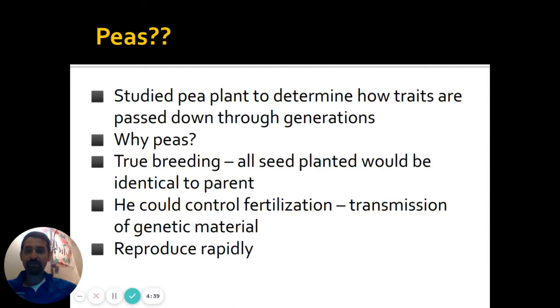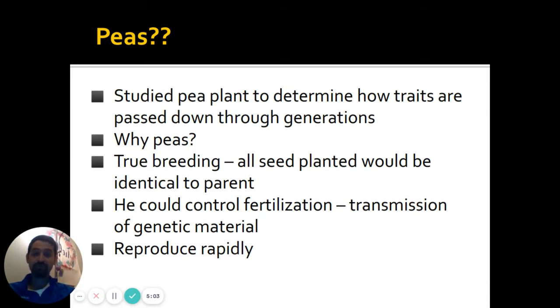And so when we start talking about Gregor Mendel and studying pea plants, it's like, well, that's not really that awesome, but it is. What he did was use pea plants to determine how traits are passed down through generations. He wanted to understand exactly how this works. And the question is, why pea plants? Well, there are multiple reasons why he picked a really great thing to study.